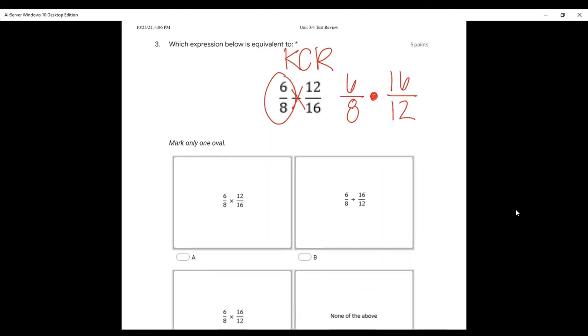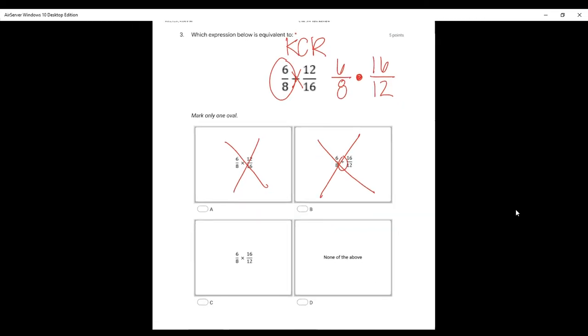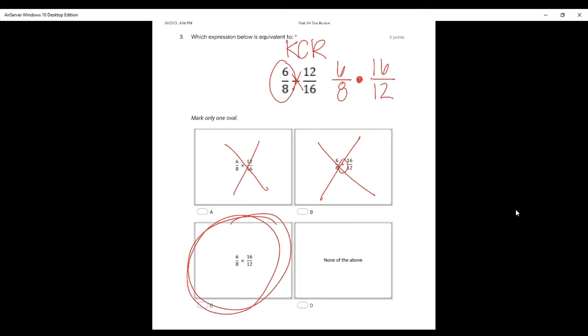16/12. So I'm looking for one that looks like that. This one has 12/16, so that's wrong. This one has a division sign. We need multiplication. This one has 6/8 and 16/12 with multiplication, so it looks like C is the correct answer. So just keep, change, flip, or keep, change, reciprocal.